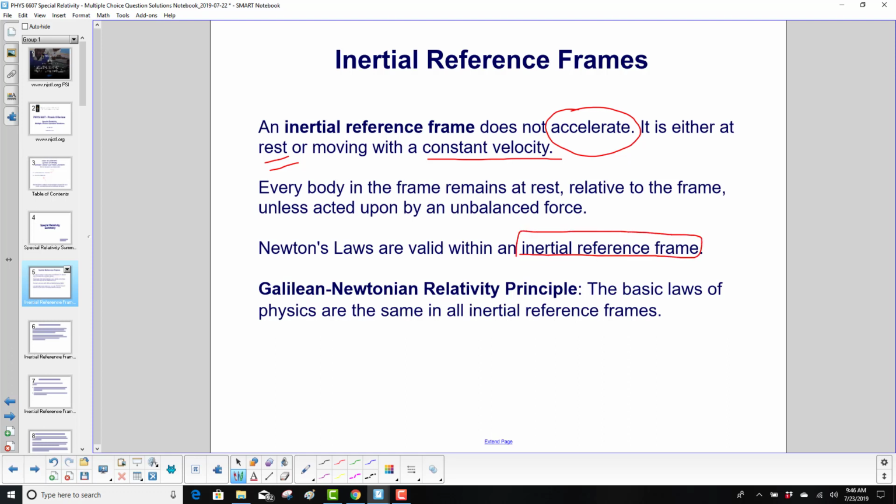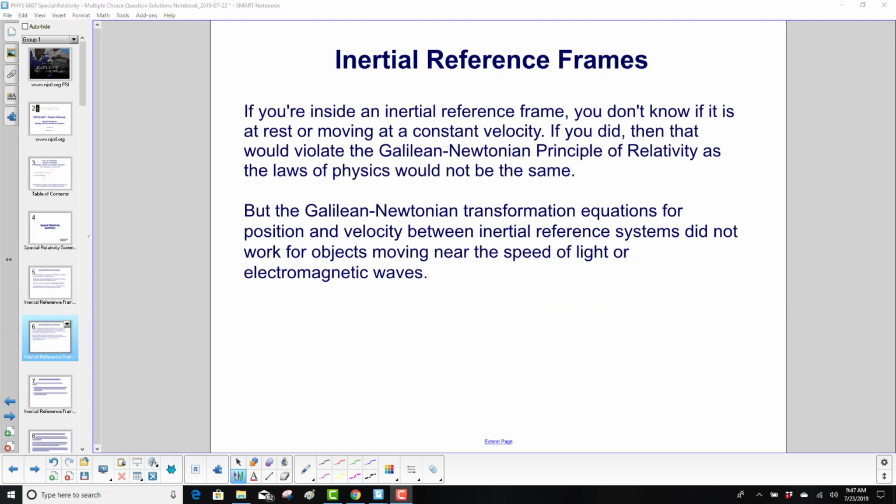We then have the Galilean Newtonian relativity principle. The basic laws of physics are the same in all inertial reference frames. If you're inside an inertial reference frame, you don't know if it is at rest or moving at a constant velocity. If you did, then that would violate the Galilean Newtonian principle of relativity, as the laws of physics would not be the same.